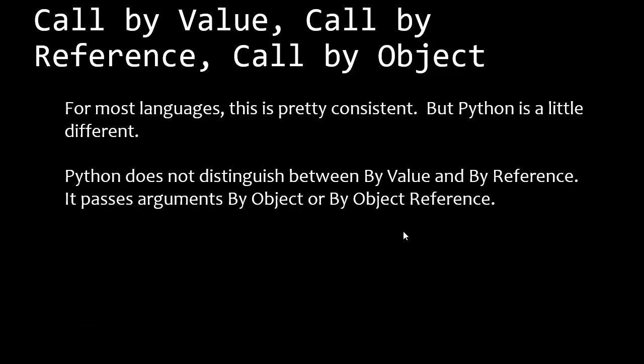In Python, it's a little different. Most languages kind of deal with that. Even C deals with it. C deals with by reference very strangely. It's called a pointer. So if anybody takes the C class here, you'll learn all about pointers. The one that does the best job with by reference is truly the visual type languages. However, Python does not distinguish between by value and by reference. It passes arguments by object, or in other words, by object reference. Let's talk about what that means.